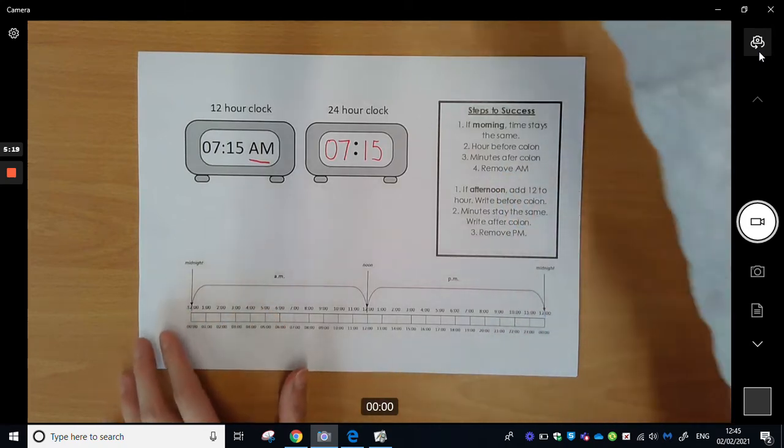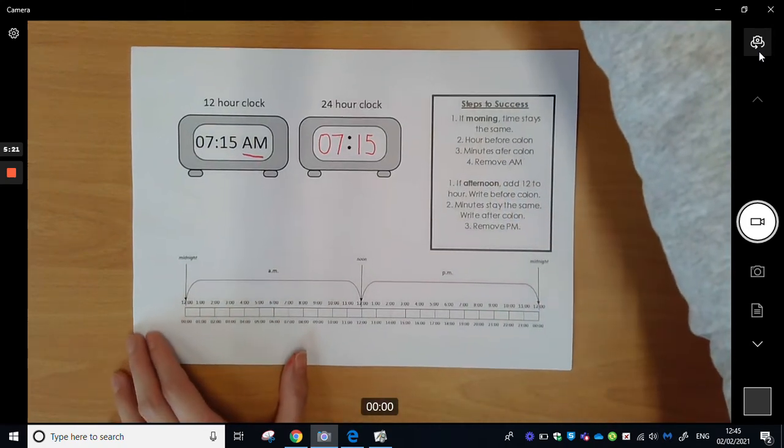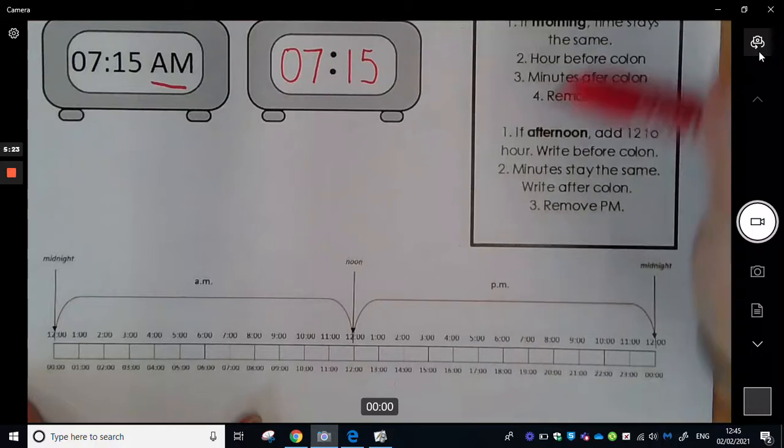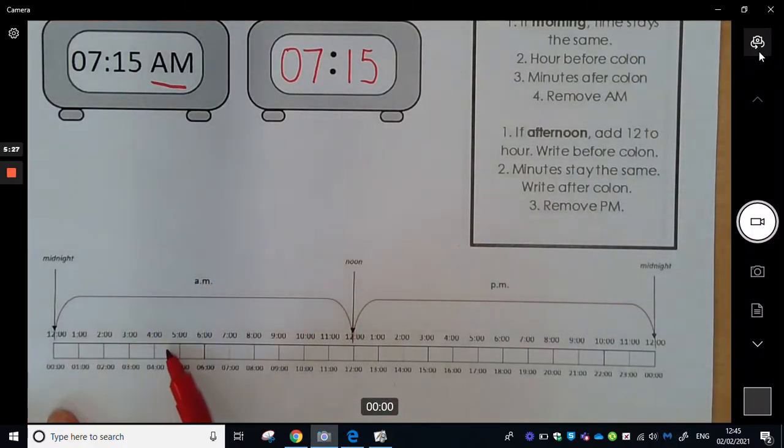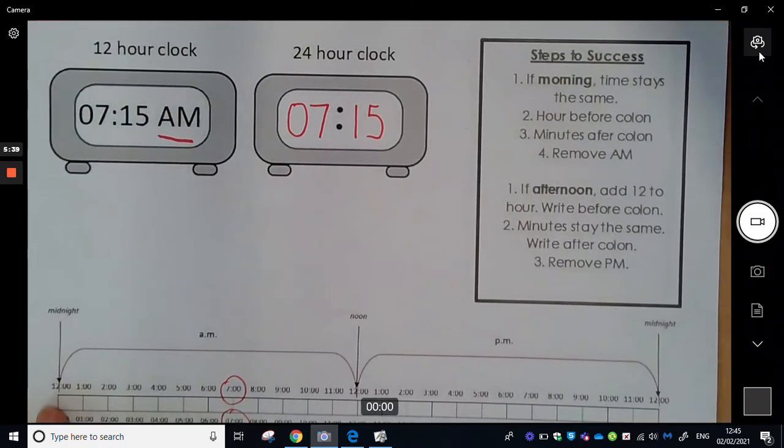Because if I look at my timeline of the day, I'm just going to zoom in so we can see it a bit more clearly. If it was 7:15 AM, it's AM here, so I'm looking for my 7, it would be between here. So it's still the same on my 24-hour clock, we can see. Okay, so it doesn't need to change.